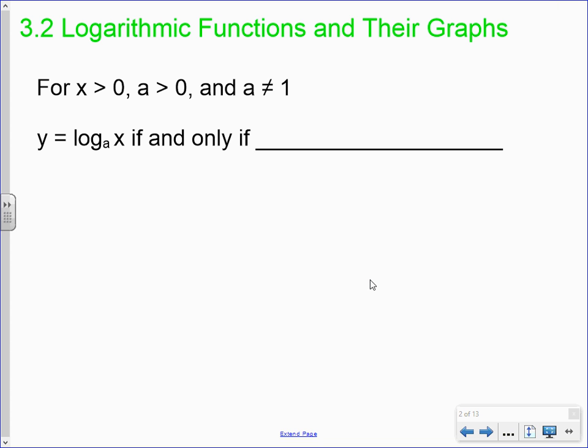Pod 7, do you know what goes in the blank? A to the y equals x? She posed that as a question. A to the y equals x. She's looking for your reassurance. Yes. If we have a logarithm, remember base A raised to the y power equals x. Have you seen that pattern before?